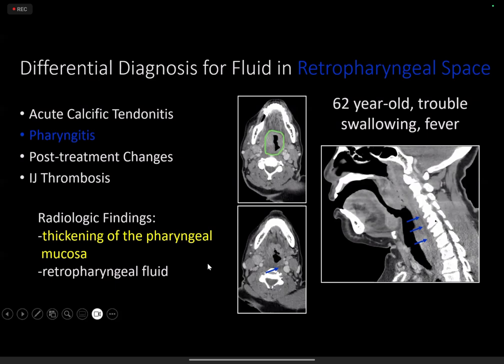So in cases of pharyngitis, you may see thickening of the pharyngeal mucosa, and that retropharyngeal fluid is just reactive. Again, a non-ENT emergency, the fluid collection doesn't enhance. It'll resolve on its own when the pharyngitis resolves as well.